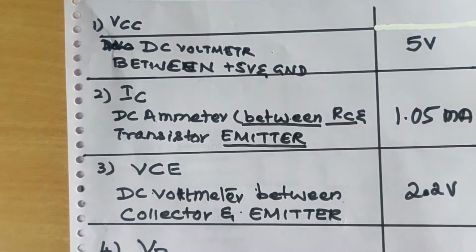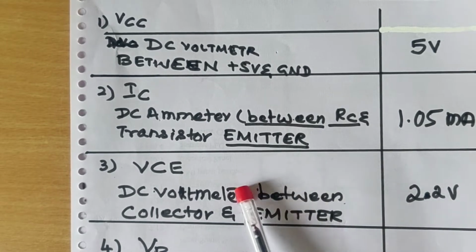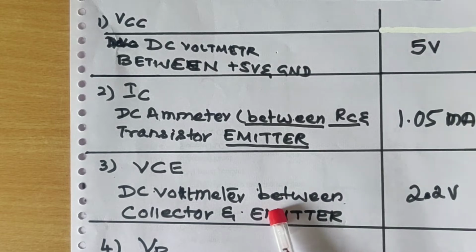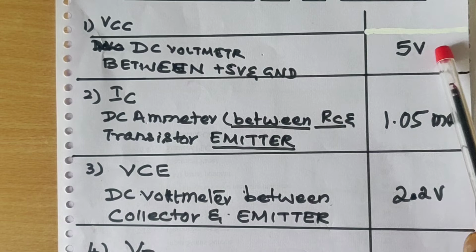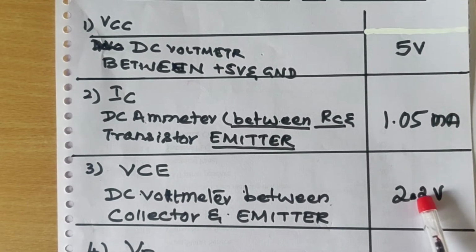Next one. So VCE. I already explained that VCE should be maintained at half of the VCC voltage. So practically, as per my design, I got 2.2 volts. Okay, that is acceptable. It is roughly close to half of this value.